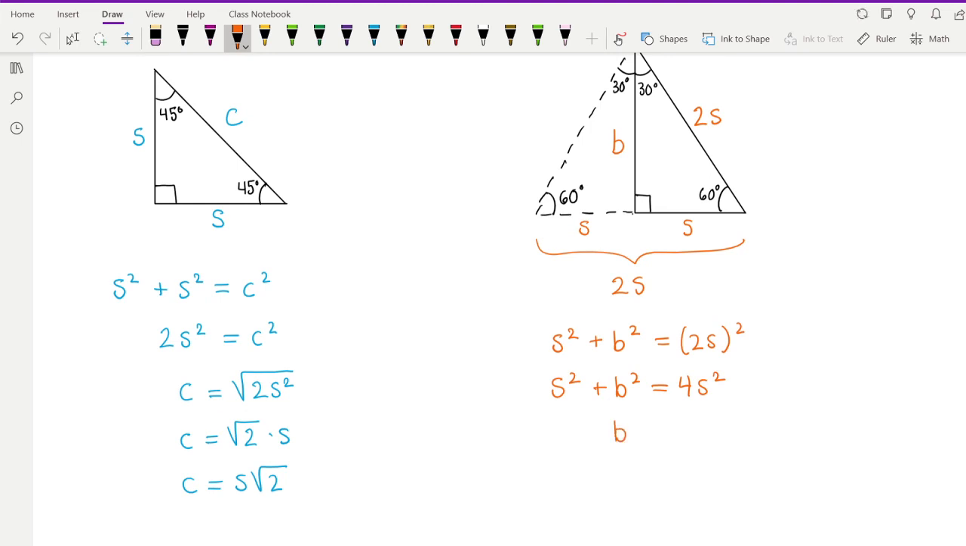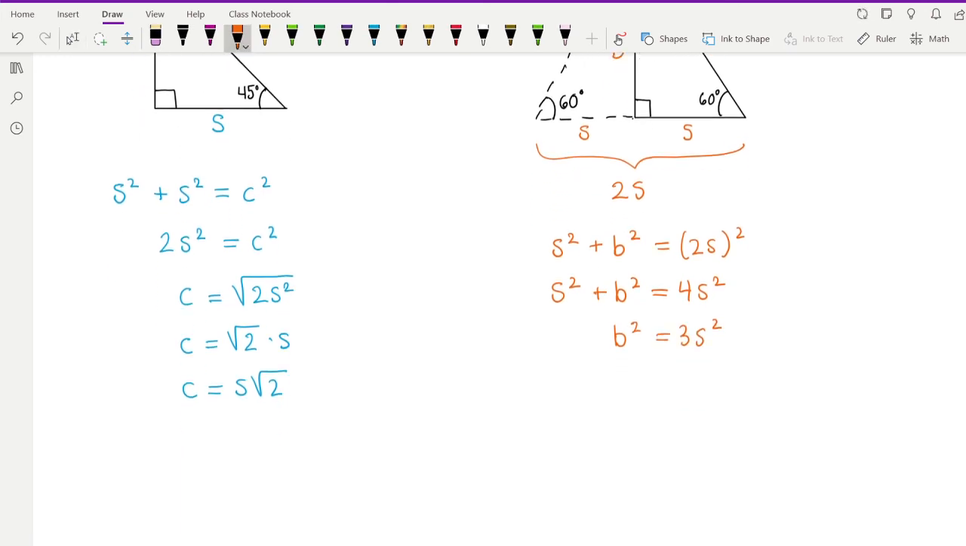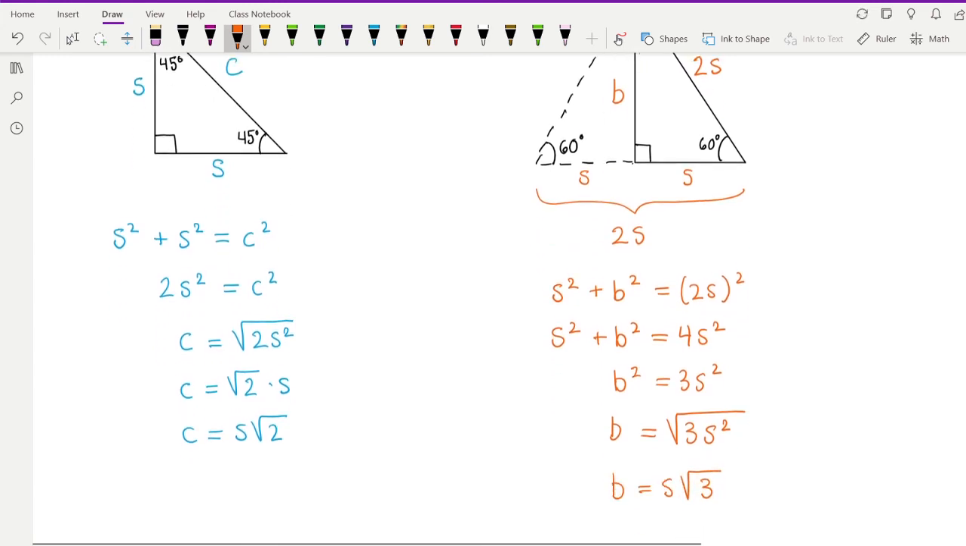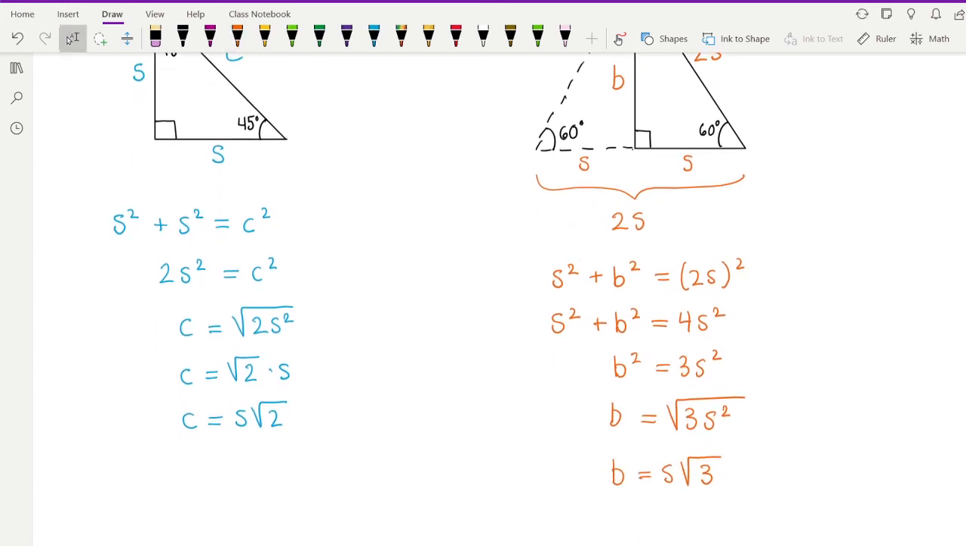And now if we move the S squared to the other side, we get B squared is equal to 3 times S squared. Now we can take the square root of both sides and we get B is equal to the square root of 3 times S squared. And then we can simplify this like we did on the other side, and we would get that B is equal to S times the square root of 3. And so that is why the longer side has a length of S times the square root of 3.